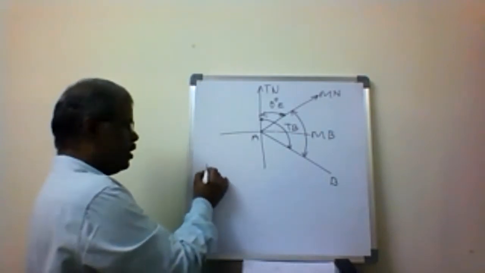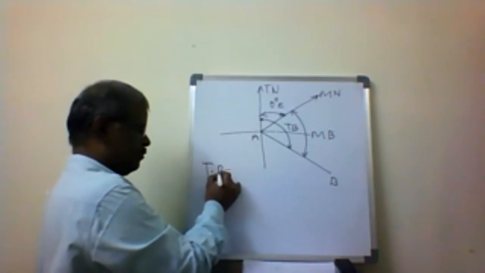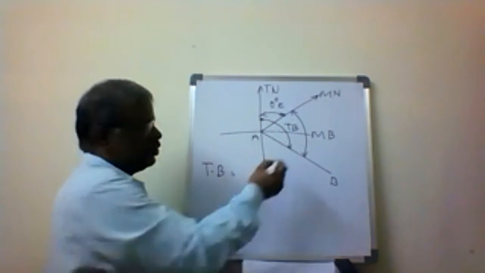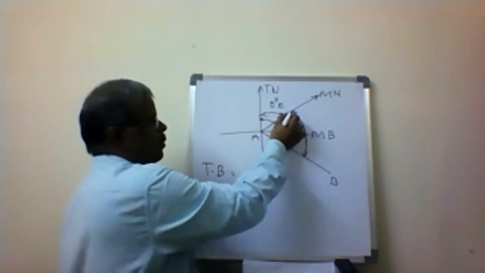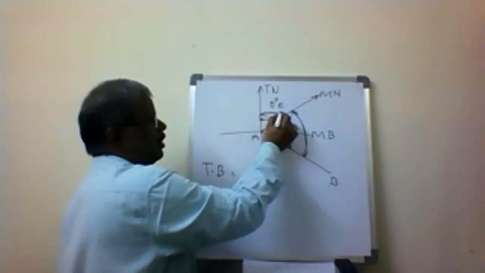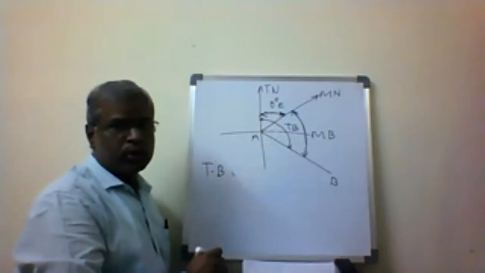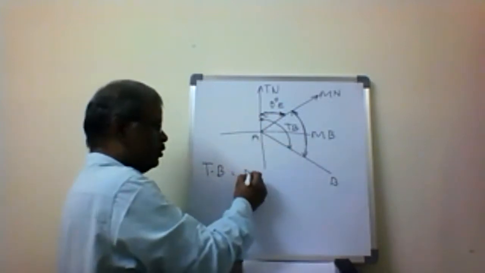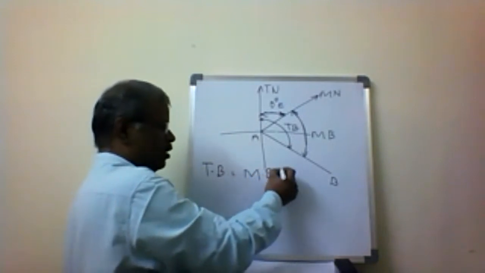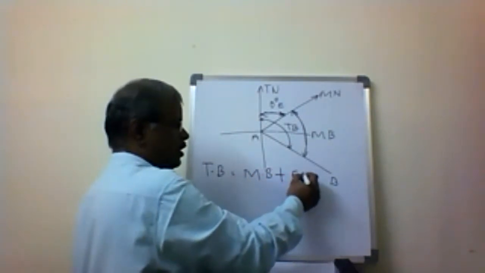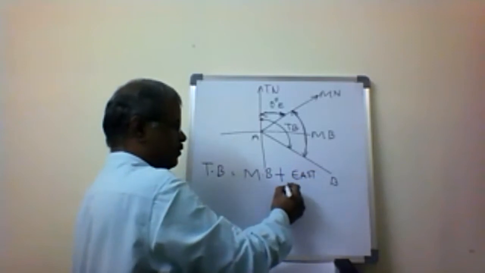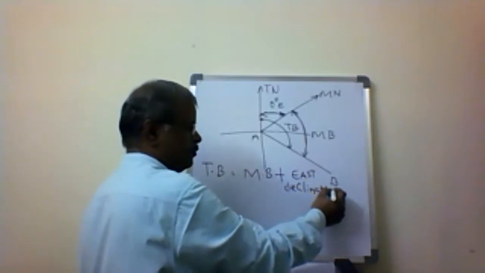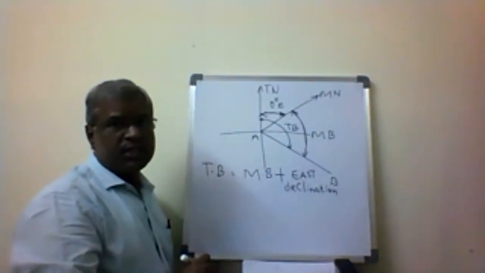If I want the true bearing, I have to calculate the magnetic bearing and the eastward declination. Both added together give me the true bearing itself. True bearing equals magnetic bearing plus east declination.